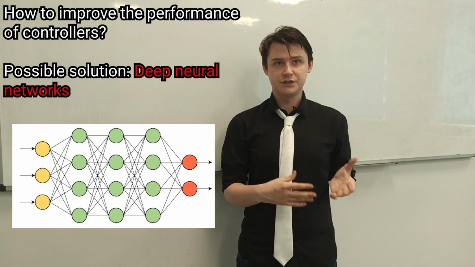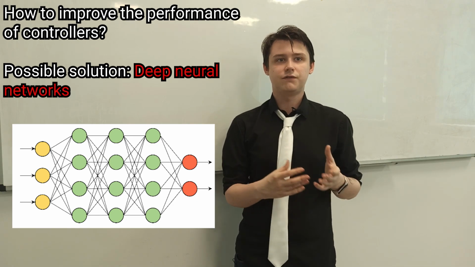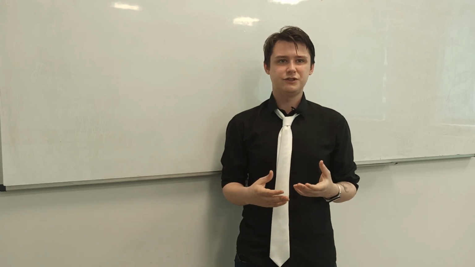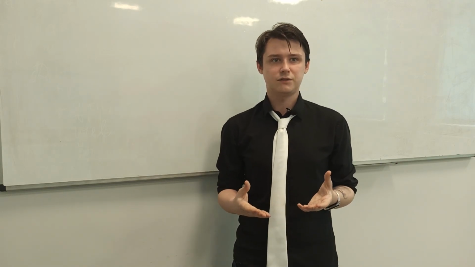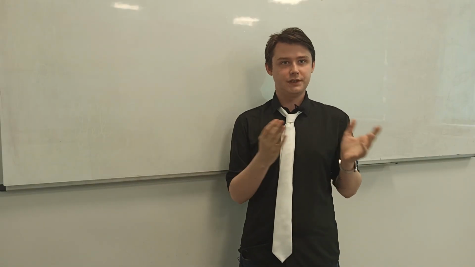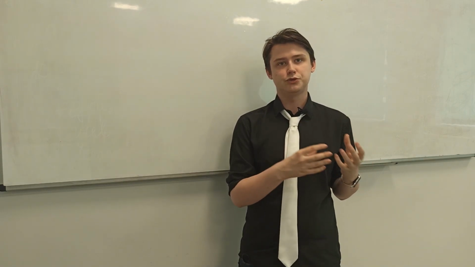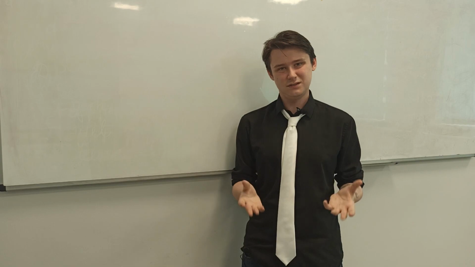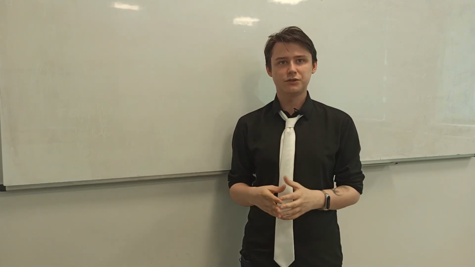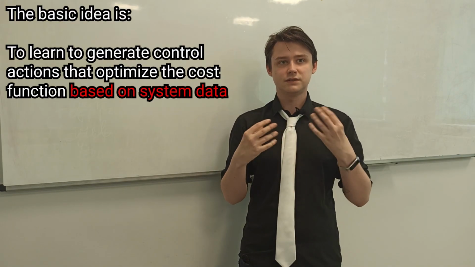Optimal control, as we've already discussed, is used to find the best control actions for a system that minimize a given cost function subject to dynamic constraints. Traditionally, optimal control methods rely on mathematical models of the system dynamics, which can be complex and computationally intensive. Neural networks, on the other hand, are powerful function approximators that can learn to map inputs to outputs without explicitly modeling the system dynamics. This makes them well suited for solving optimal control problems because they can learn to generate control actions that optimize the cost function based on system data.